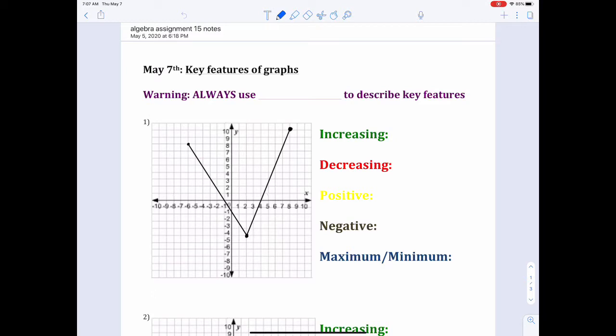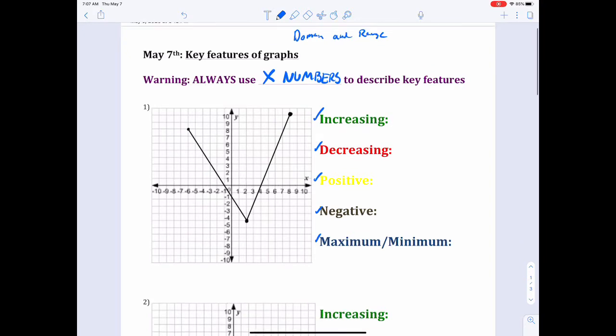We're gonna look at key features of graphs. Last week we did domain and range from a graph, and now we're gonna find some key features of graphs, like where it's increasing, where it's decreasing, where it's positive, and where it's negative, and then where its maximum values and minimum values are. So here's one warning before we get started. You're always going to use X numbers to describe numbers. It's critical.